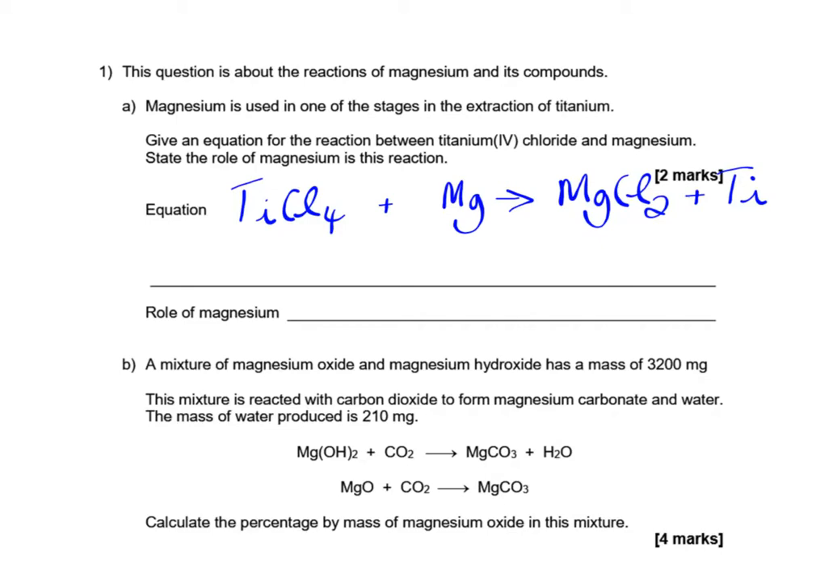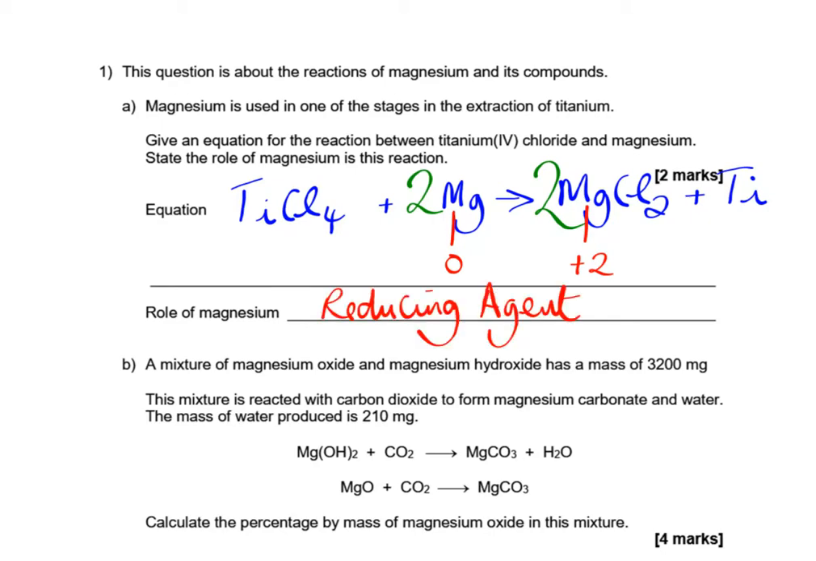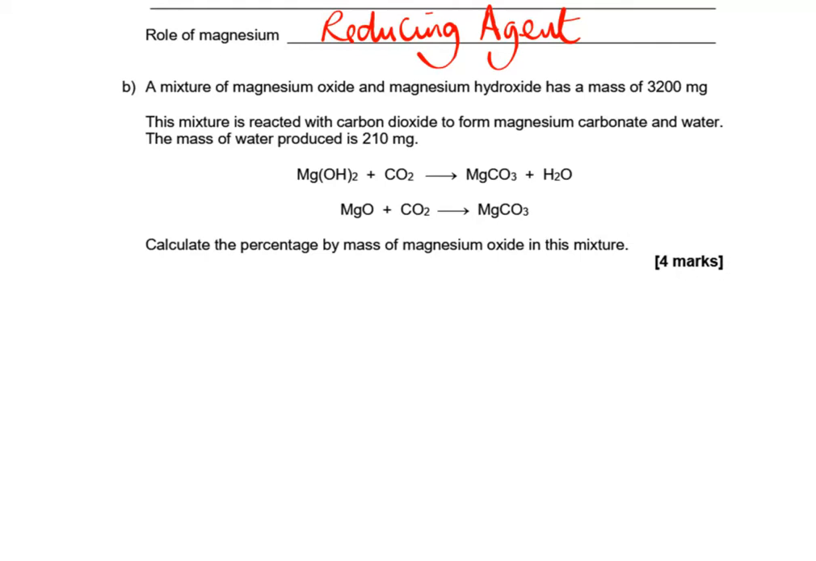So we can see that we need 2 magnesium chlorides to balance the chlorines, and that means we need 2 magnesiums as well. In terms of the role of the magnesium in this reaction, we can see the magnesium changing oxidation state, so it's going from 0 to +2, so the magnesium is being oxidized, so it is the reducing agent.